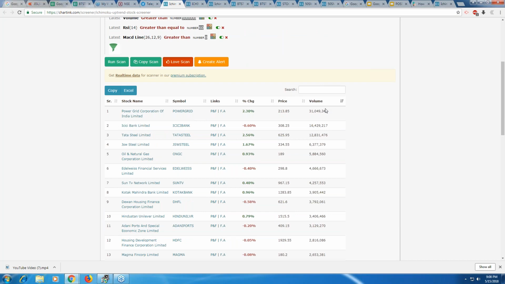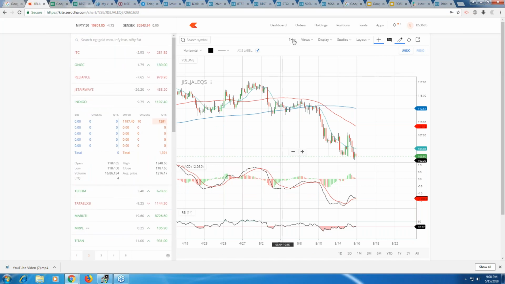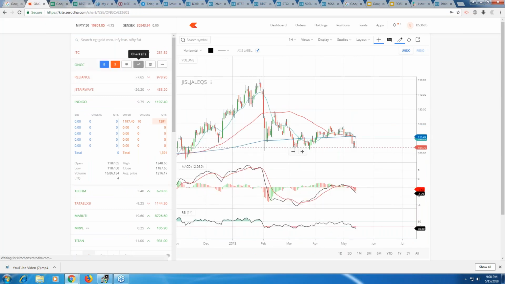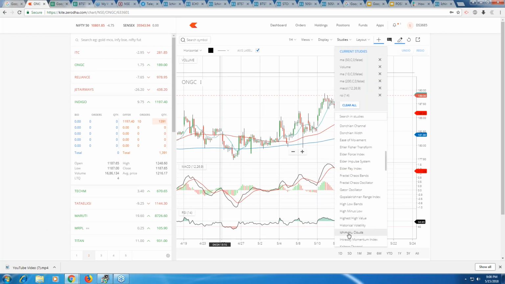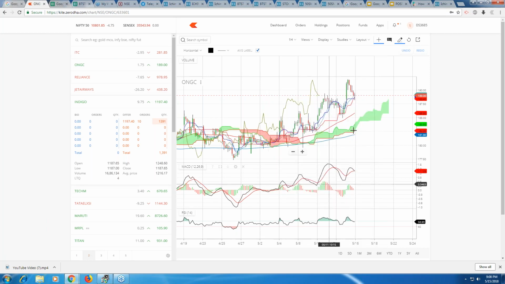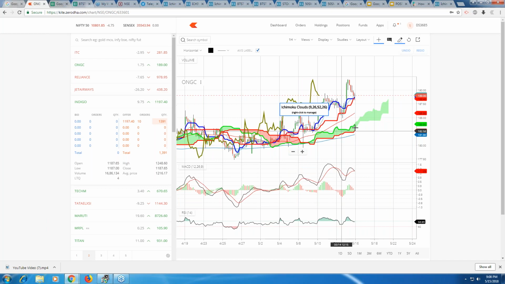So the highest volumes are in Power Grid, then ICICI Bank Limited, then you have Tata Steel, then you have JSW Steel, right? ONGC. So all these stocks you can put one after the other and see what's happening with respect to Ichimoku Cloud, right? I think ONGC has given a breakout with respect to Ichimoku Cloud. So let's see here. This is ONGC, and I'm going to put Ichimoku Cloud here, and see here, this green part shows me the stock has a pretty much uptrend lined up, right?